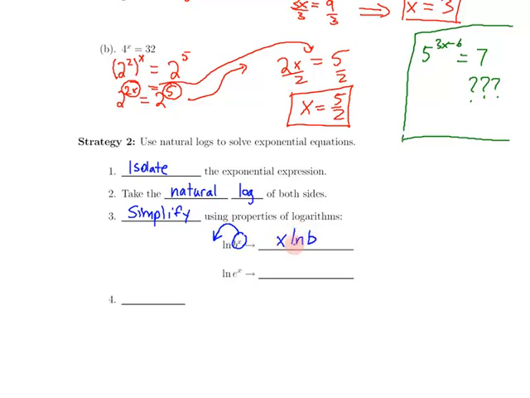So if b is just a number, then this part is just a number, and you've got your variable out of the exponent, and you can now solve it using earlier techniques.